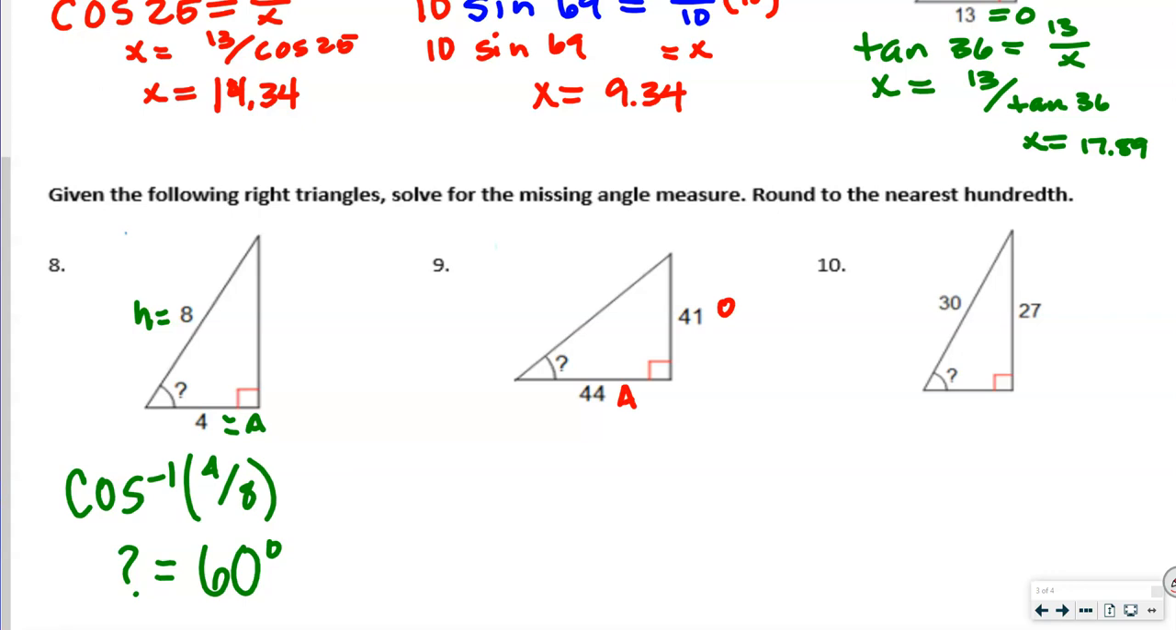What ratio is opposite and adjacent? That's tangent, right? So we're going to do the inverse tangent again because we're looking for an angle. So it's going to be 41 over 44. Put that in your calculator. So our angle here is going to be 43 degrees.